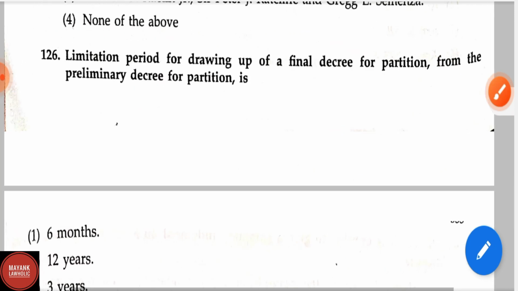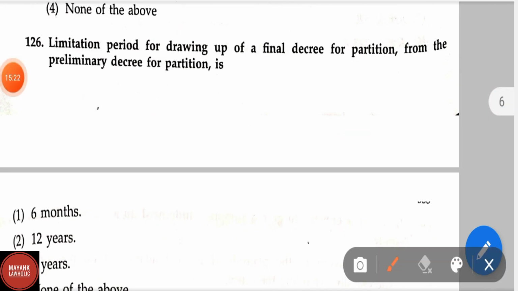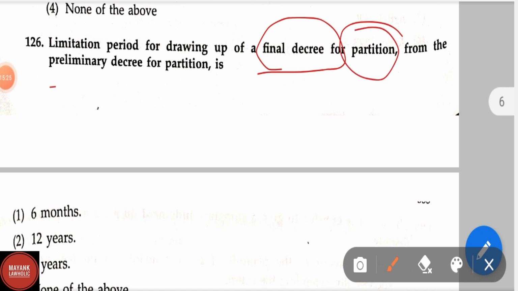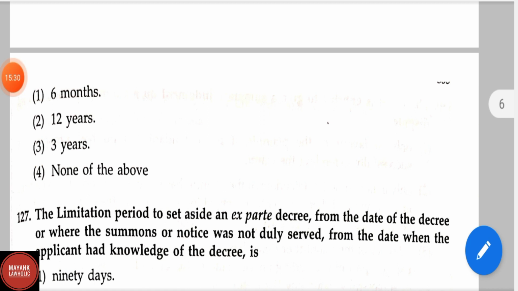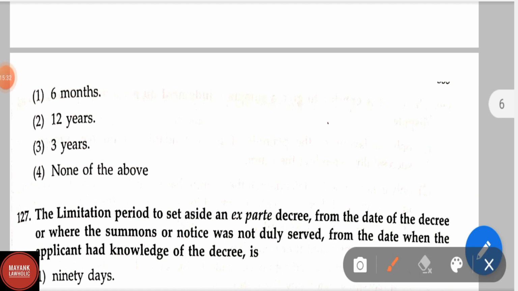Now let us see question number 126. The limitation period for drawing up of a final decree for partition from the preliminary decree for partition is, options are: 6 months, 12 years, 3 years, and none of the above. In this question, the correct answer is none of the above.